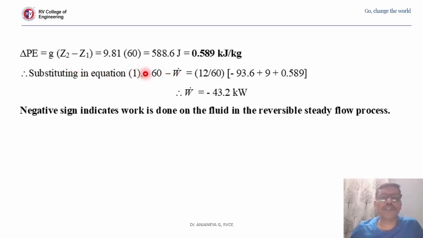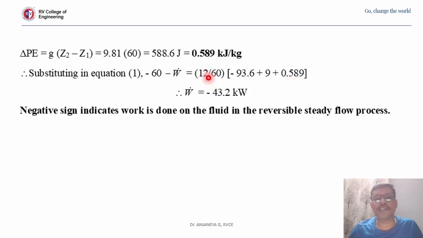After calculating all the values, we are left with delta potential energy, the change in potential energy. Z2 minus Z1 is given in the problem as 60 into 9.81, which is in joules per kg, divided by 1000 to make it kilojoules per kg. By substituting all the values in equation 1, that is Q dot minus W dot is equal to m dot into change in enthalpy H2 minus H1, change in kinetic energy V2 square minus V1 square by 2, and the change in potential energy term, that is Z2 minus Z1.